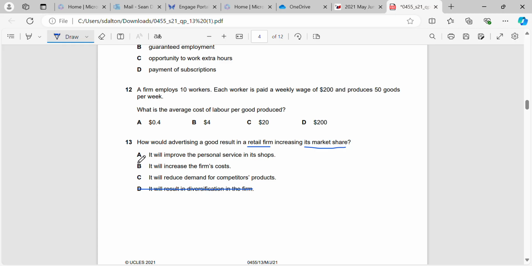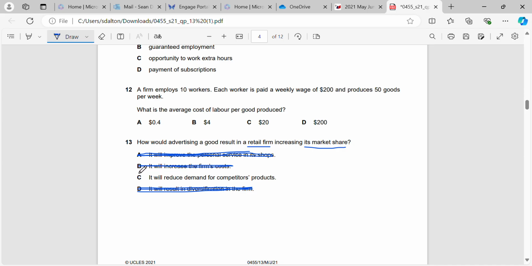Will it improve personal service in the shops? Not really. We're not training staff on their skills, their education. That's what would result in personal service increasing. It's not going to increase the firm's costs.